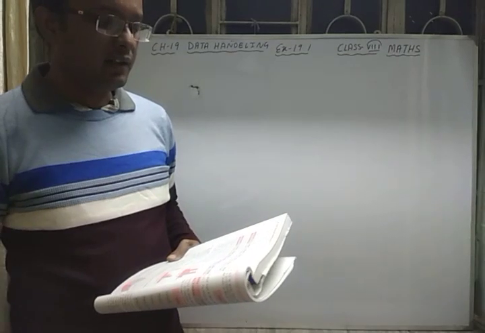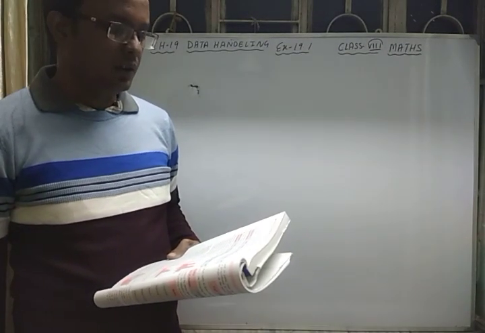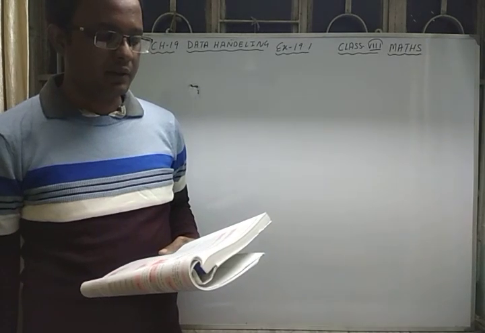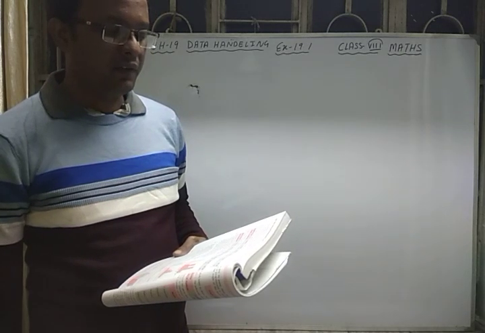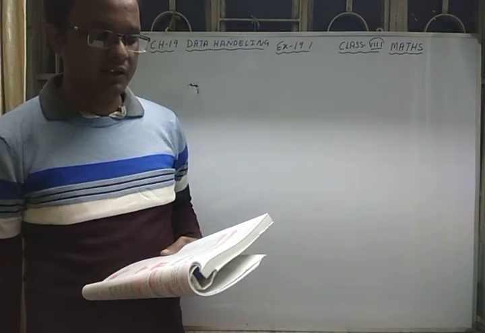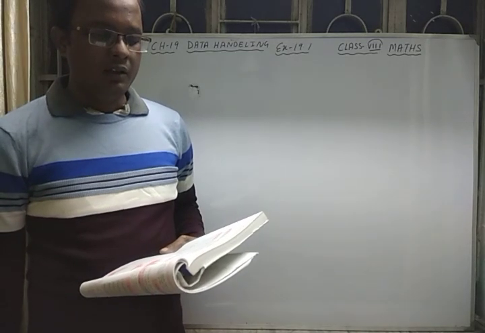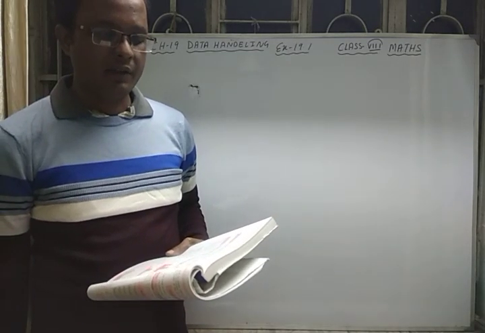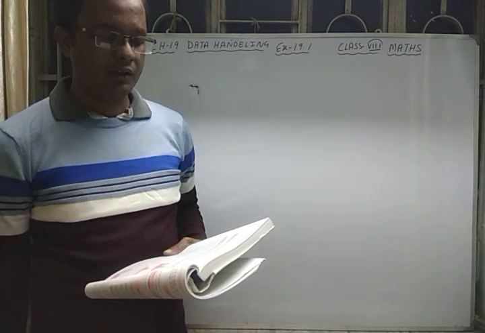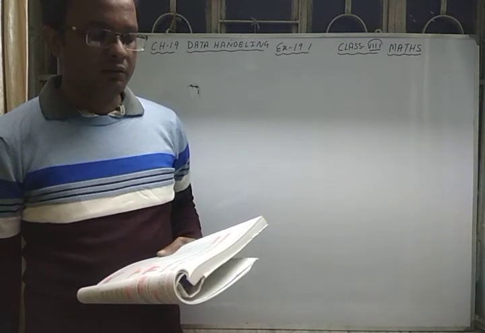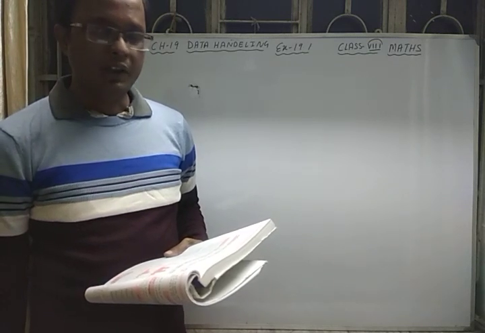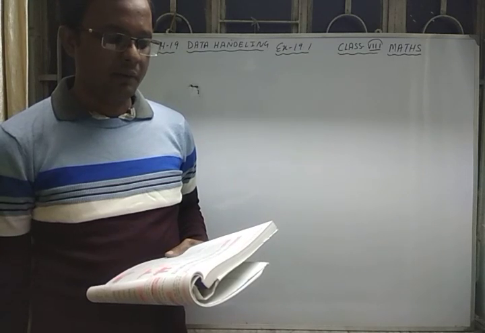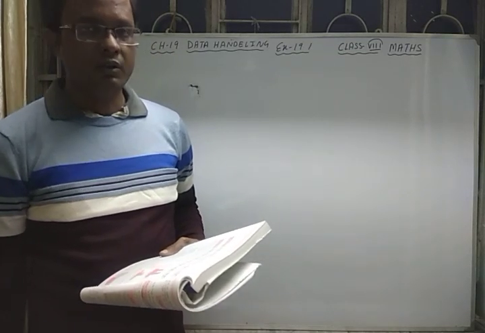question number 8. The weights of 29 patients in a hospital are recorded as follows: 50 to 55 kg, 55 to 60 kg, 60 to 65 kg, 65 to 70 kg, 70 to 75 kg, and 75 to 80 kg. You can see in this data the class intervals are continuous, no gaps are there, so we don't have to make it continuous, we just have to draw the graph.